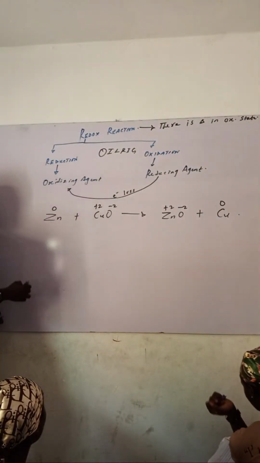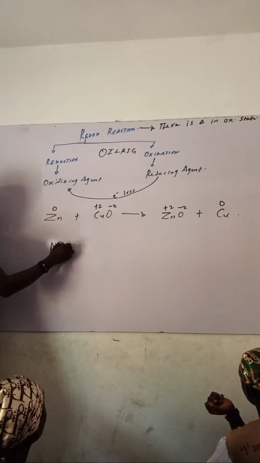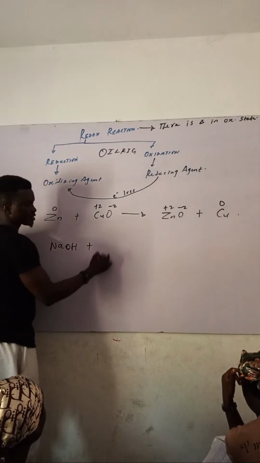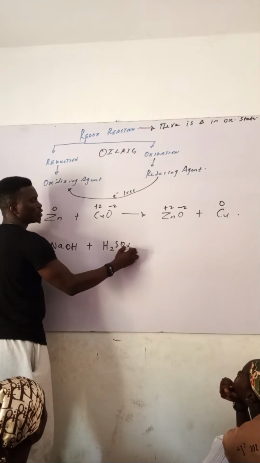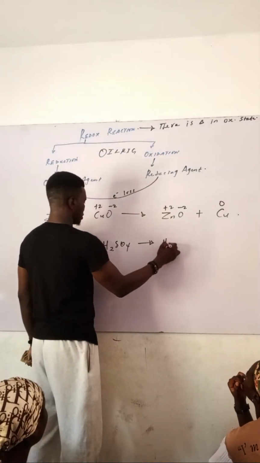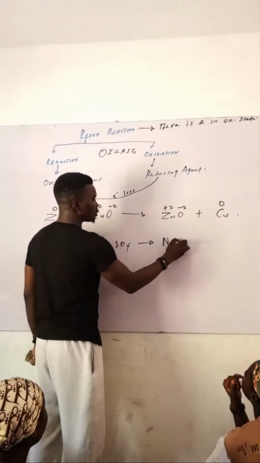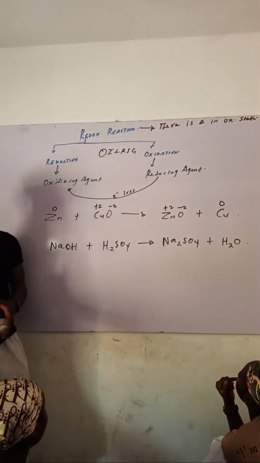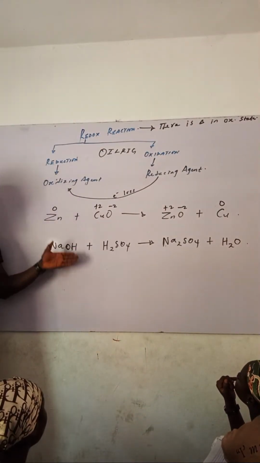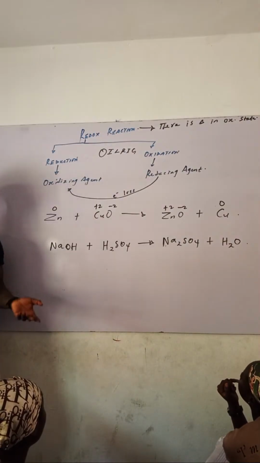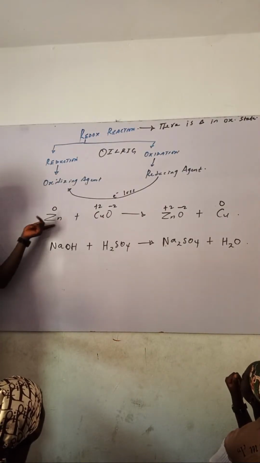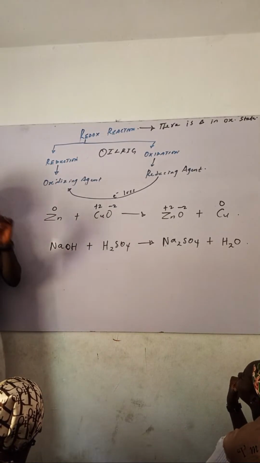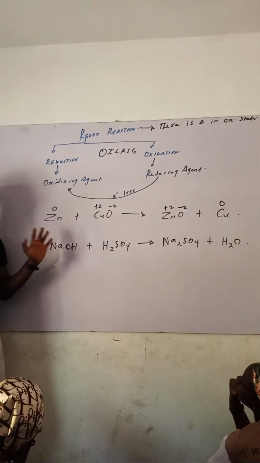Let me give you another example. NaOH plus H2SO4 to give Na2SO4 plus H2O. Now, they ask you in your exam, is this a redox reaction? You are going to check. Most times when you see one element on its own, actually, it's a redox reaction. Just one element on its own, it's a redox reaction.